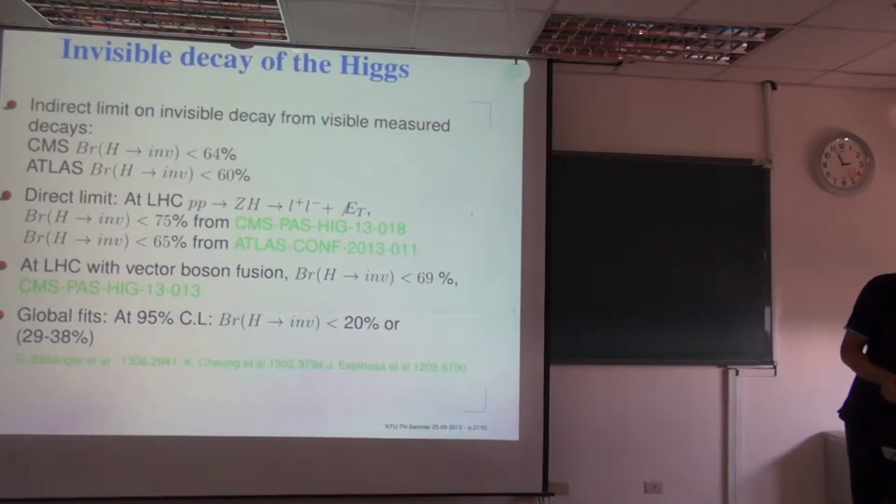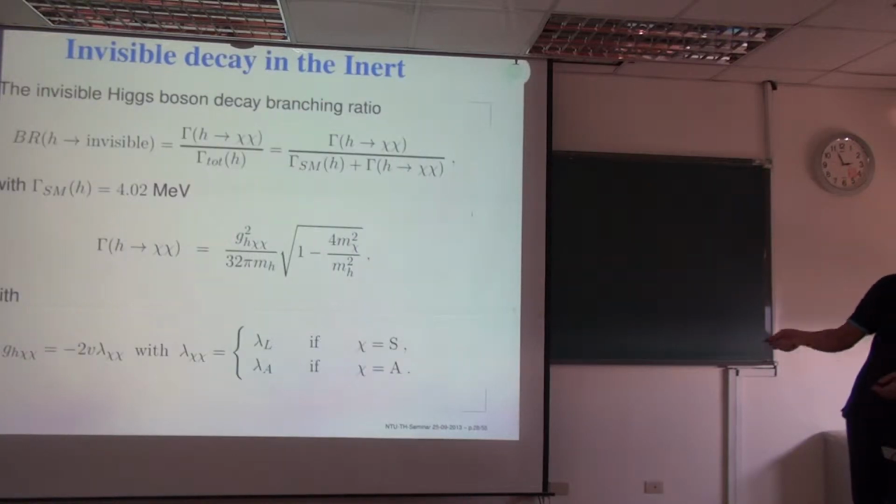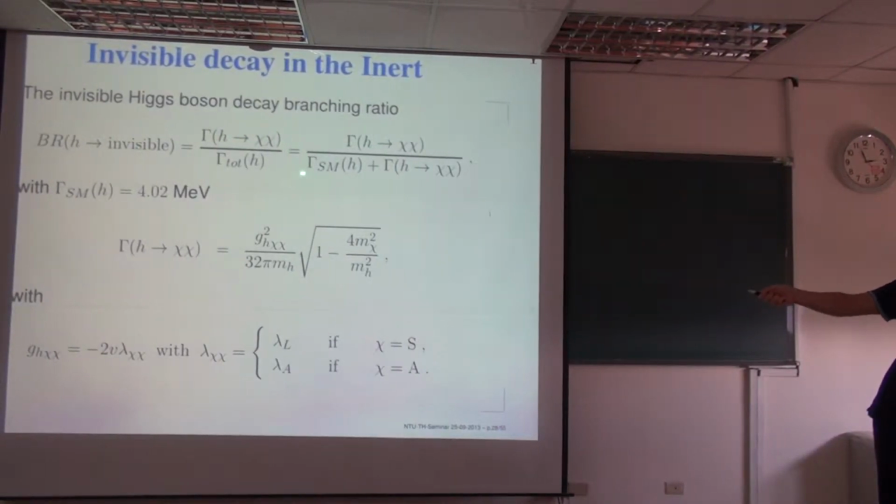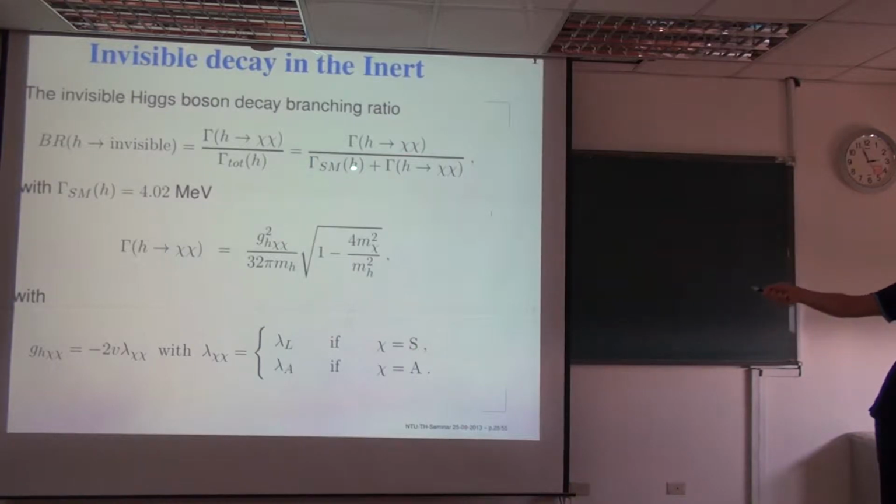Okay, now I move to the invisible decay of the Higgs in this model. This is just to remind you what I said. The experimental limit on the invisible decay is around 60%, but from the global fit analysis, this limit is of the order 20 to 30%, it depends on the model. And in this model, the Higgs can decay invisibly to chi-chi, with chi either the scalar or the pseudoscalar. So we just compute the branching ratio, which is Higgs going to chi-chi divided by the total width. The total width is just the standard model plus the invisible part.